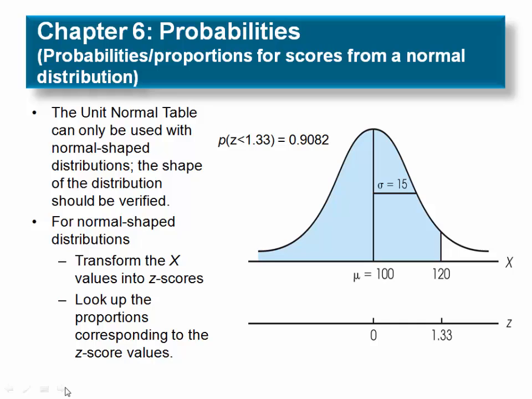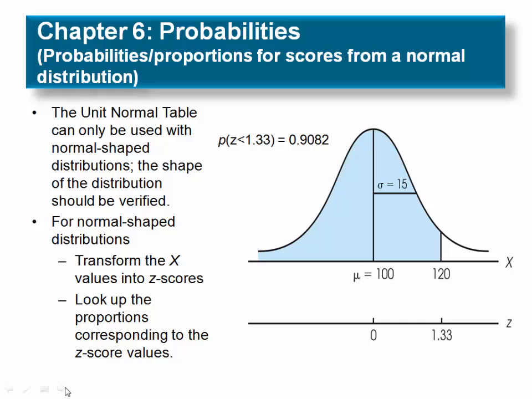Again, just as is shown in the example figure on the slide, it's recommended that you draw the distribution and then shade in the proportion of the distribution you want to find. In the problem shown on the slide, you start out with a distribution of IQ scores, and someone has an IQ score of 120. The task is to find the proportion of people who have IQ scores less than 120.